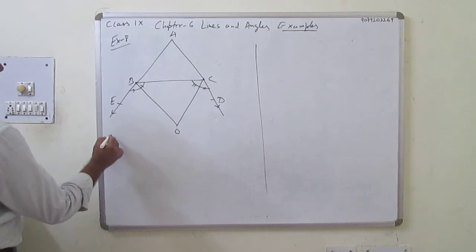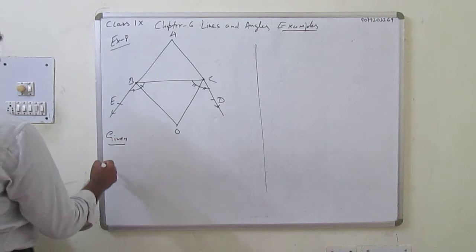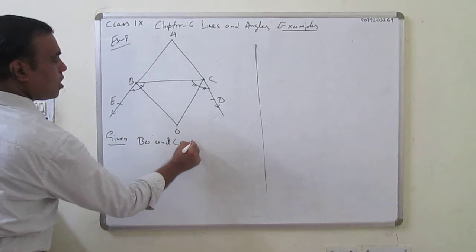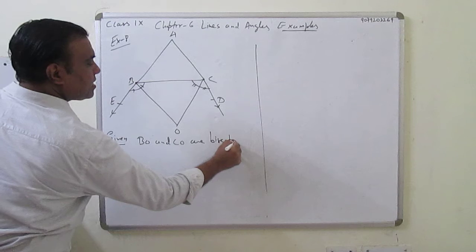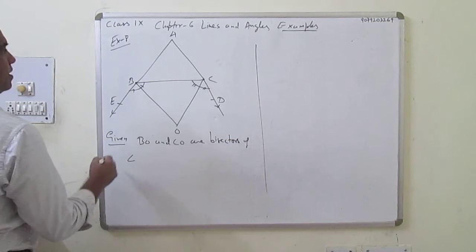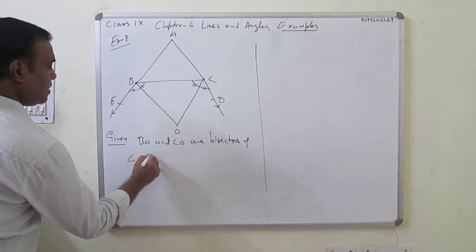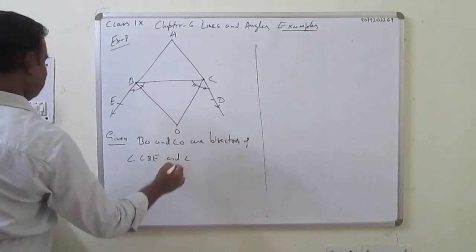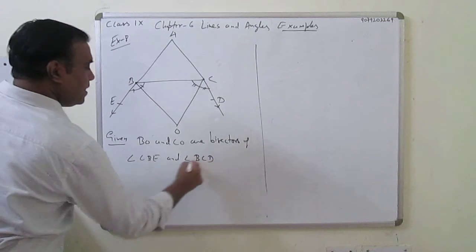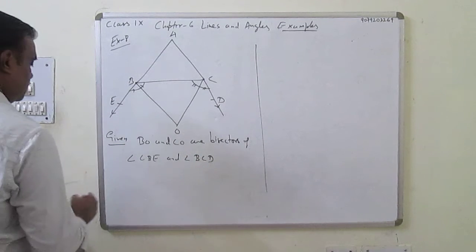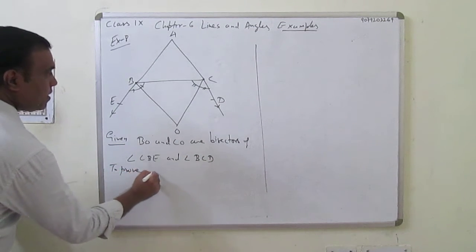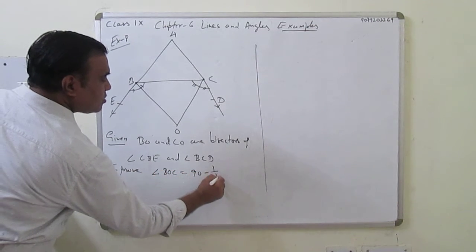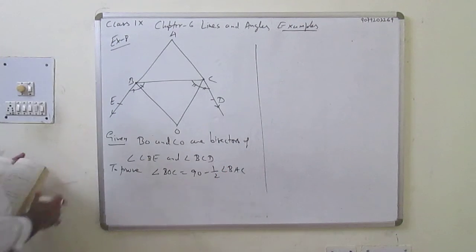We have to prove it. First write the given. Given is BO and CO are bisectors of angle CBE and angle BCD. This is given. Now to prove, angle BOC is equal to 90 minus half angle BAC.